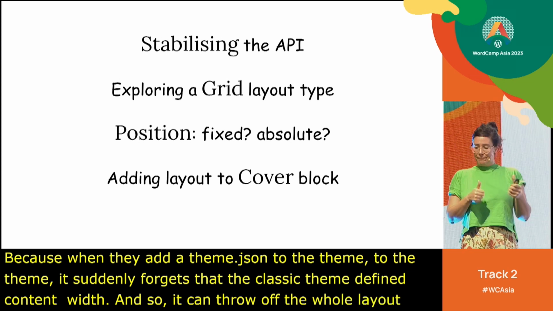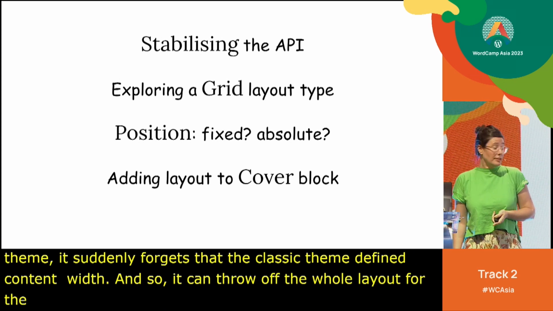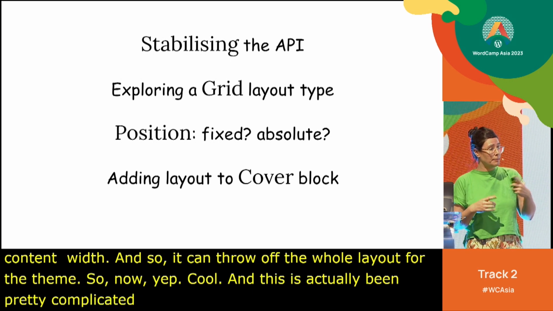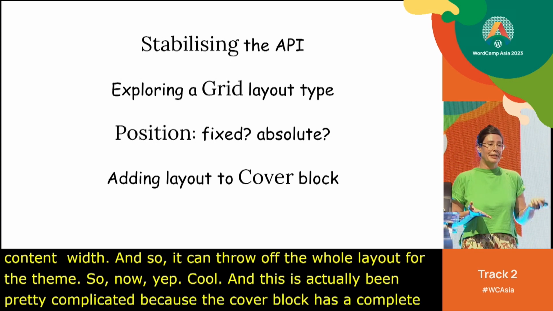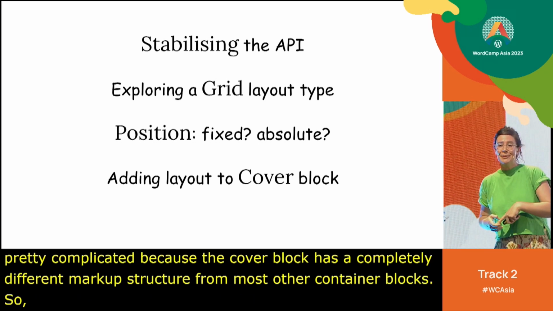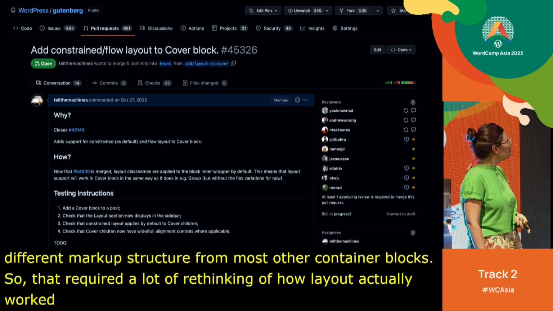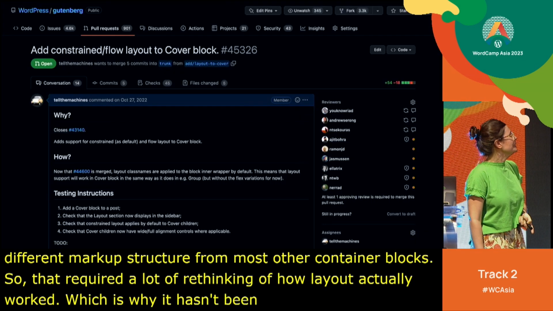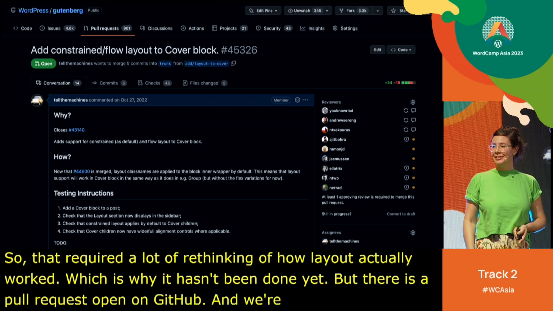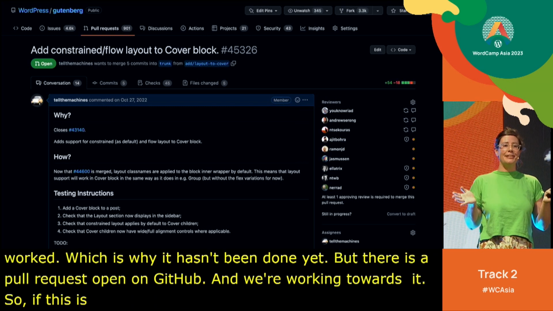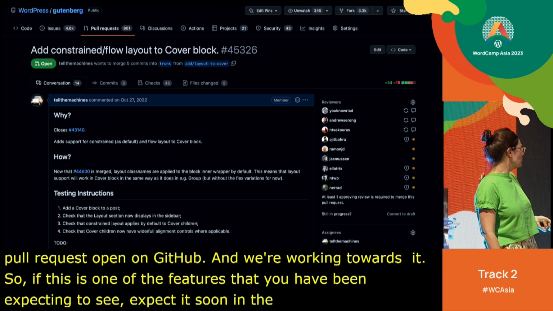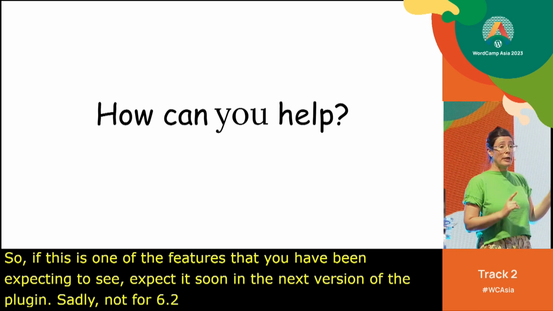So now, yeah. Cool. And this has actually been pretty complicated because the cover block has a completely different markup structure from most other container blocks. So that required a lot of rethinking of how layout actually worked, which is why it hasn't been done yet. But there is a pull request open on GitHub, and we're working towards it. So if this is one of the features that you've been expecting to see, expect it soon in the next version of the plugin. Sadly, not for 6.2. But coming.